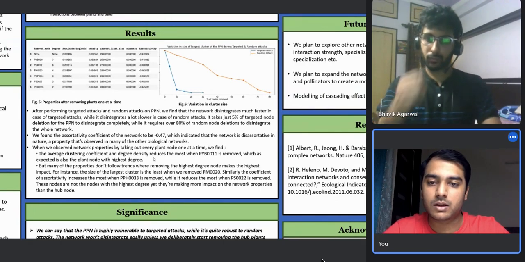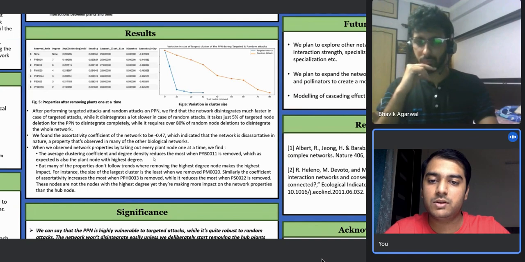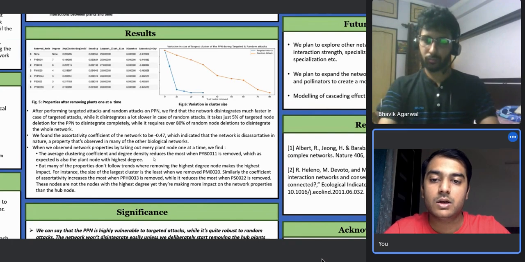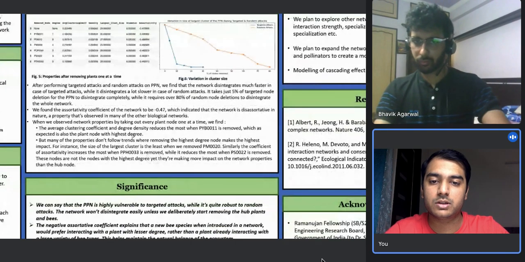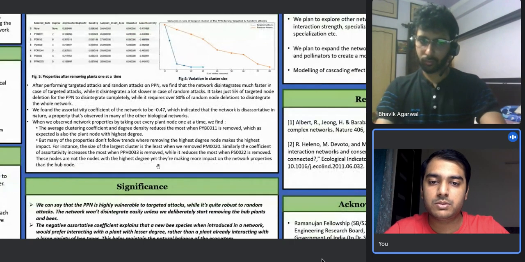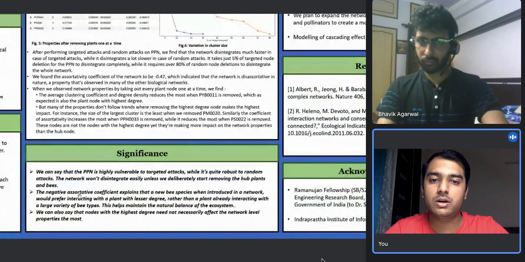But contrary to this observation, we found that there are some properties, like the size of the largest cluster and assortativity, which do not follow the trend that the highest drop in that particular property is due to removing the node with the highest degree. The highest change was observed in PM0020 and PS0022, which are not the hubs in the network.